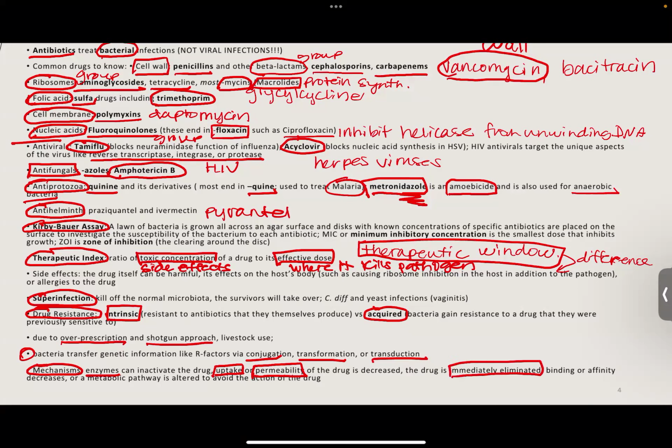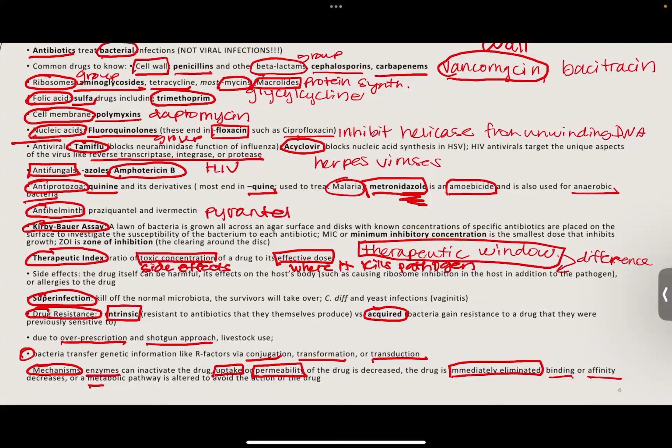The drug is immediately eliminated. So bacteria will have modified their normal channels in their cells so that, oh, penicillin got in, out, and it just transports it out immediately. And so it never gets to act in the cell. So they can immediately eliminate the drug that way. They can also affect binding or affinity. If the drug has to bind to a receptor on the cell, all the cell needs to do is slightly mutate that receptor. Now the drug doesn't bind anymore and it can't get in.